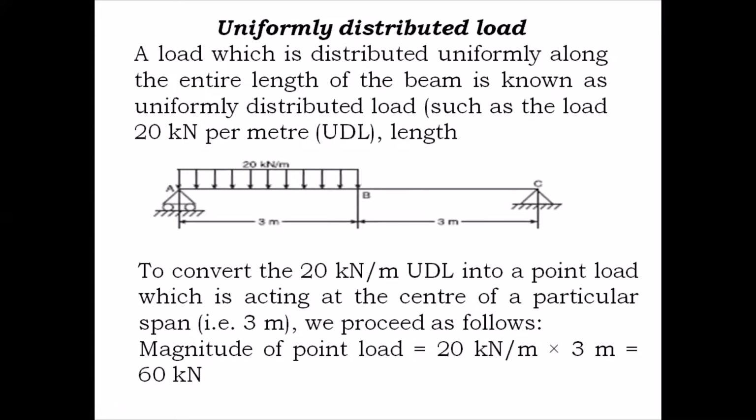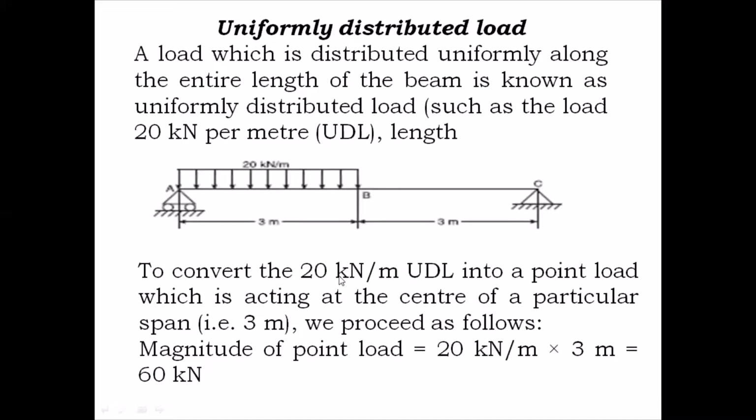It will act exactly at the centroid of this rectangle. Where is the centroid of this rectangle? The centroid is exactly at the mid. So this 20 kilonewton per meter can be converted to a concentrated load which will act exactly at the center, that is 1.5 meters from A as well as 1.5 meters from B. So that is what is being told here.